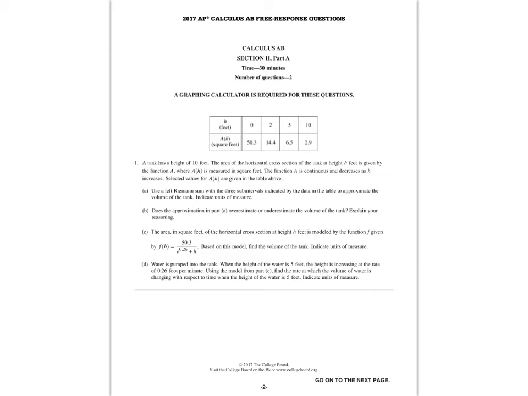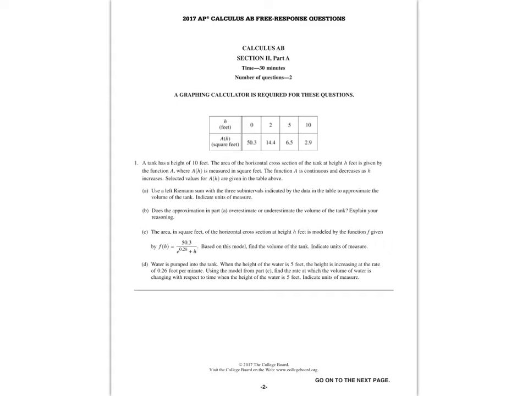You're given a table, and it says a tank has a height of 10 feet. The area of the horizontal cross section of the tank at height h feet is given by the function a, where a of h is measured in square feet. The function a is continuous and decreases as h increases. Select values for a of h are given in the table above.